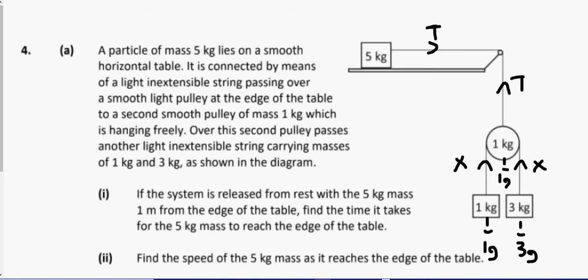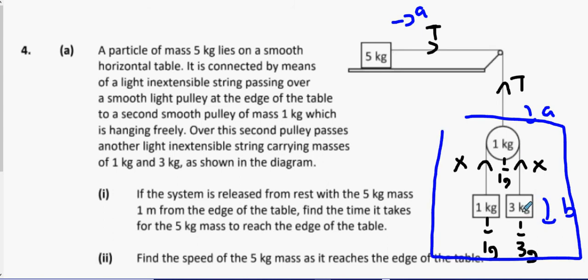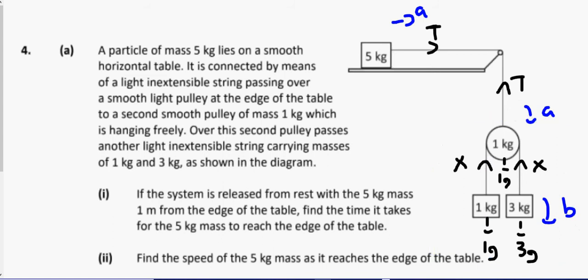The system, the two of these, will have an acceleration of, for argument's sake, let's call it A. The 5 kilogram mass has an acceleration of A. This means the 1 kilogram mass has an acceleration of A, but the 3 kilogram and the 1 kilogram mass have an acceleration of B if they're in isolation. Imagine this was just a question and it was in isolation. The 3 kilogram mass will go down with acceleration B, while the 1 kilogram mass will go up with acceleration B. Is that okay for everybody?